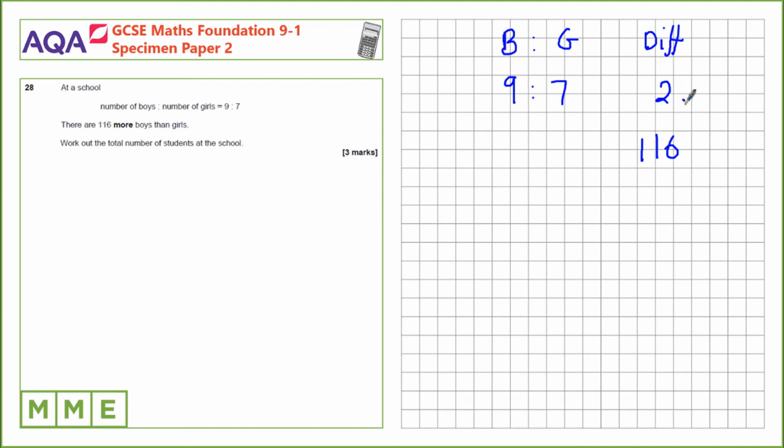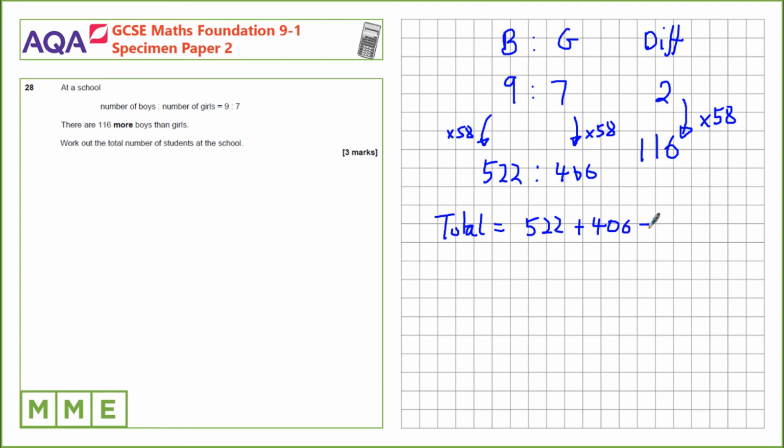If we divide 116 by 2, we find out that we must have multiplied by 58. So let's do the same for both of these. Multiply 9 by 58 and 7 by 58. So first, 9 times 58, that's 522. And 7 times 58 is 406. Next, to find the total number of students in the school, we just need to add those two together. That's 522 plus 406 equals 928 students in the school.